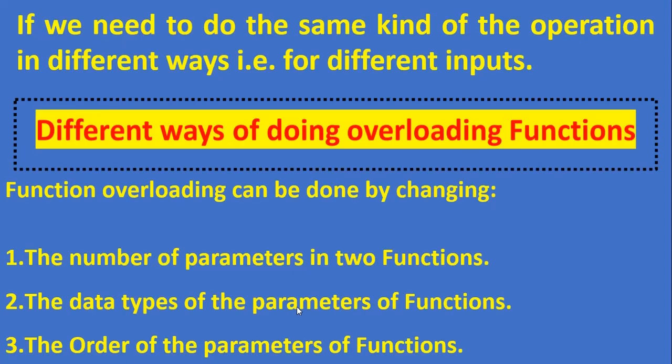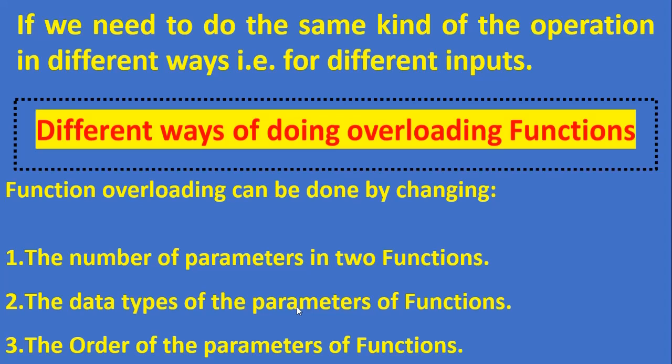If we need to do the same kind of operation in different ways, that is for different inputs, there are different methods or functions for different inputs. For example, in the case of area of a circle, area of a rectangle and area of a square, all three have the same thing, area, but the inputs are different, right? For that case, we can use function overloading.